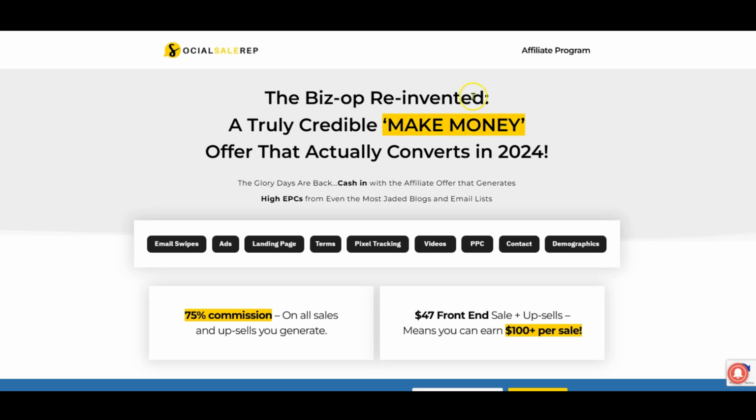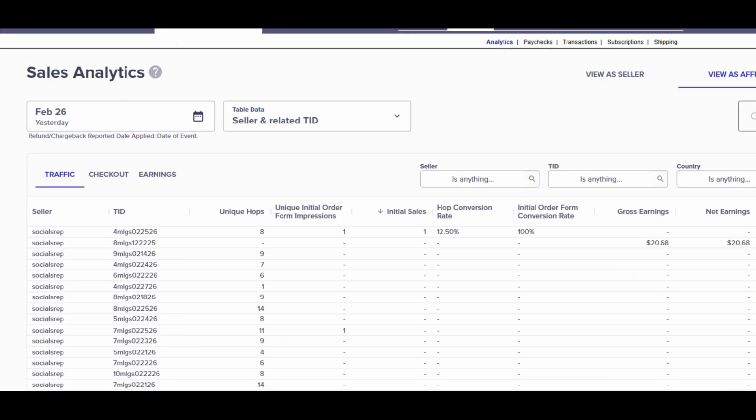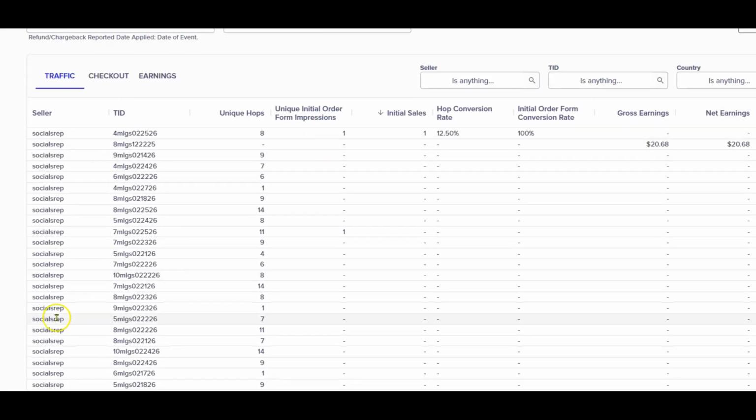So that is a quick overview of Social Sale Rep. Getting right to the results now. Today is, we're now February 27th. We're reporting for February 26th. So right over here to the detail page. February 26th, right there, coming down the left-hand side, Social Sale Rep, the offer.